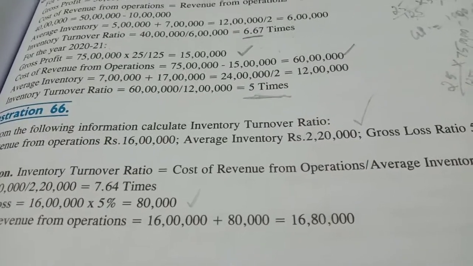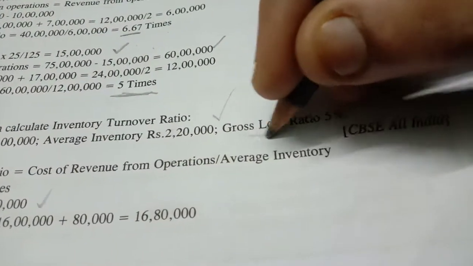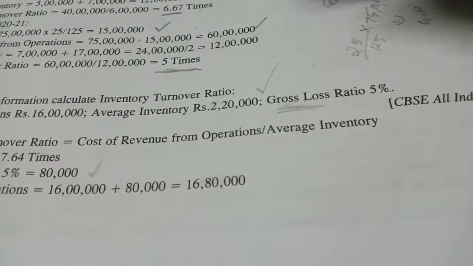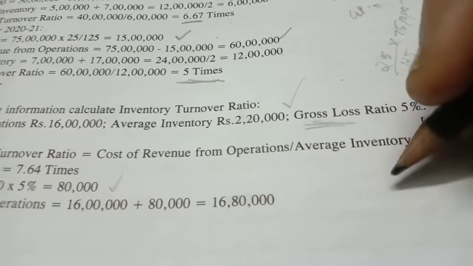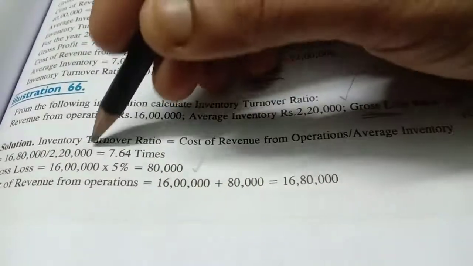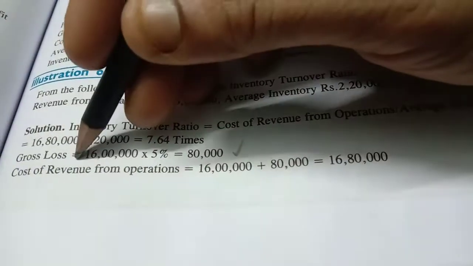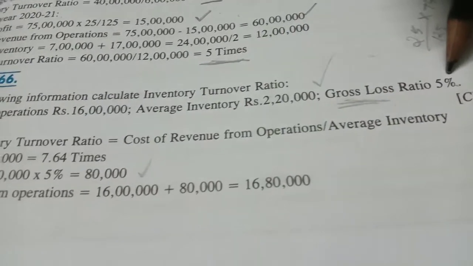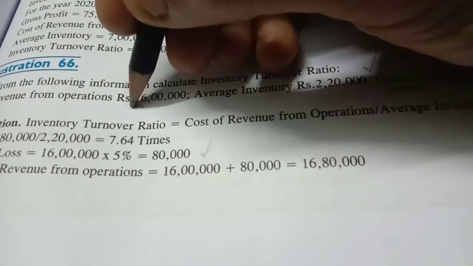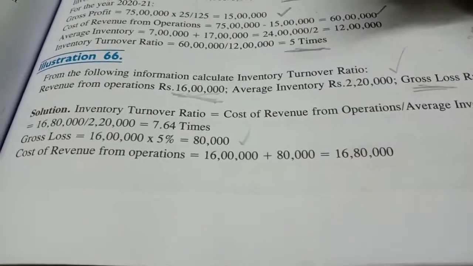Okay. Next. In this sum, it is the gross loss. If there is a gross profit, we are subtracting. If there is a gross loss, we have to add. See the formula. So inventory turnover ratio, first write the formula, and gross loss is how many percentage? 5%. 5% on the sales. That is revenue from operations.